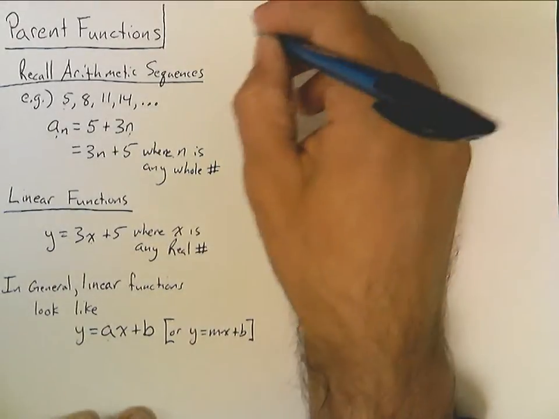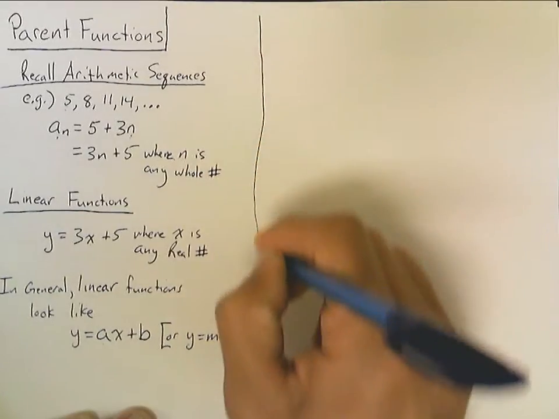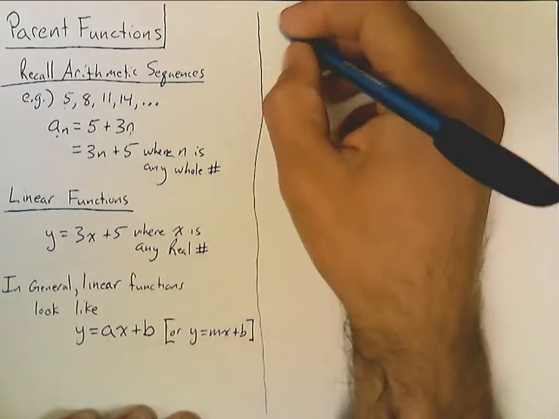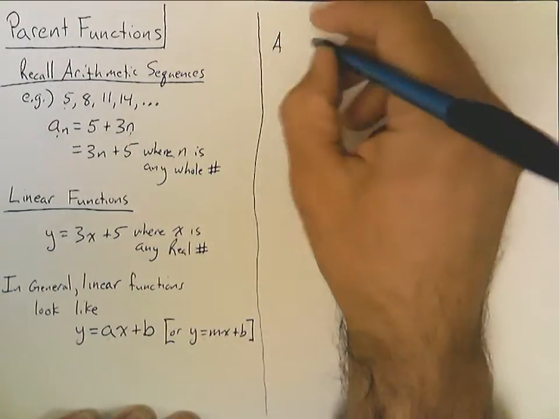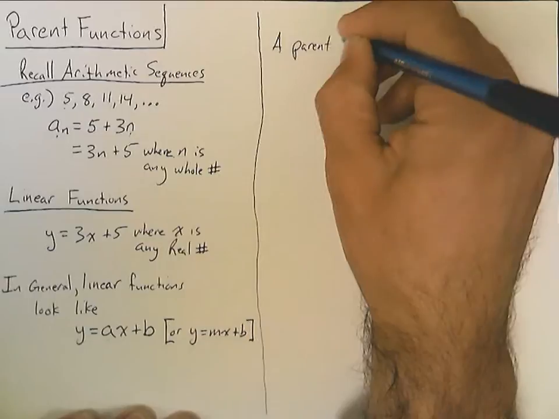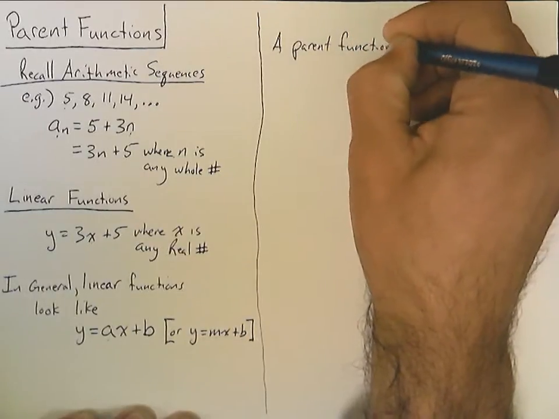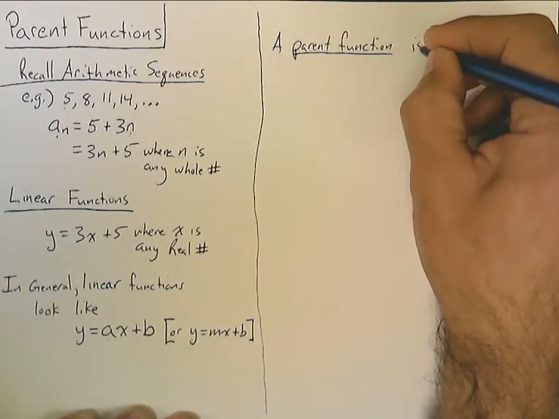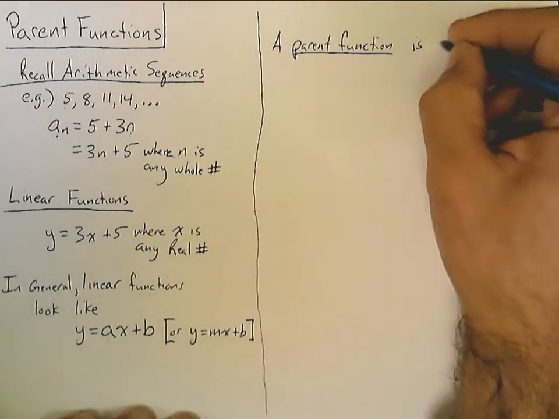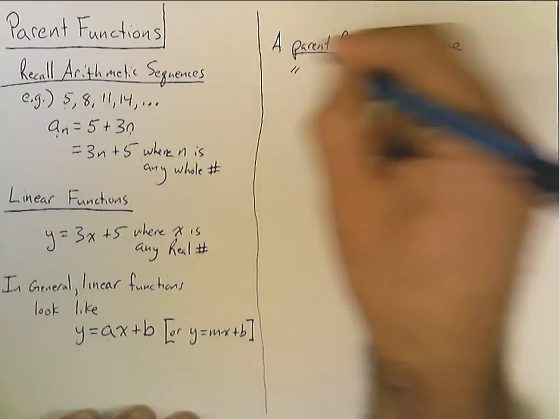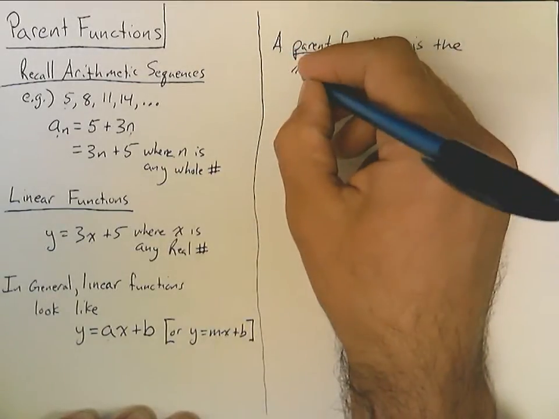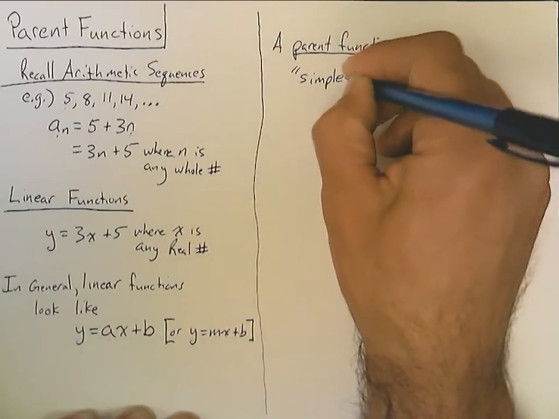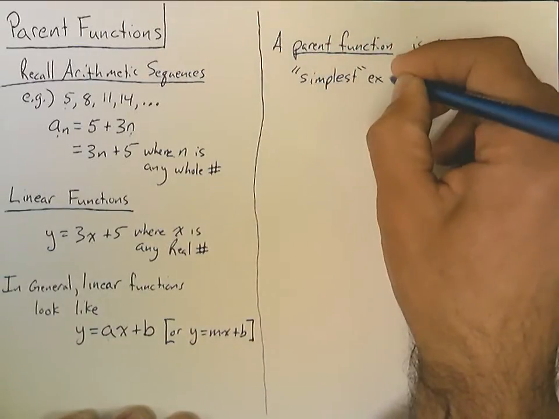Okay. Now, with these functions, we have what is called a parent function. And so we need to define that. A parent function, well, all that is, in some weird way, it's the, put this in quotes because the semantics get a little goofy, but it's kind of the simplest version or simplest example of a certain type of function.